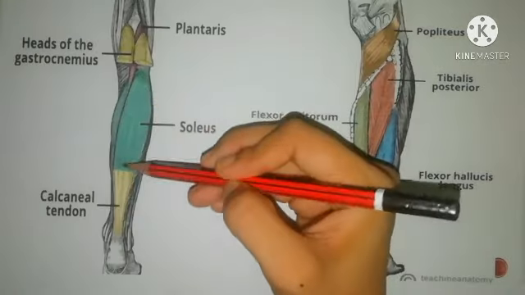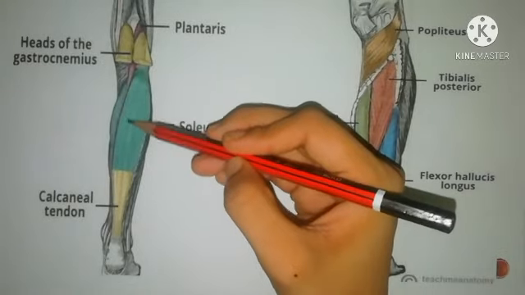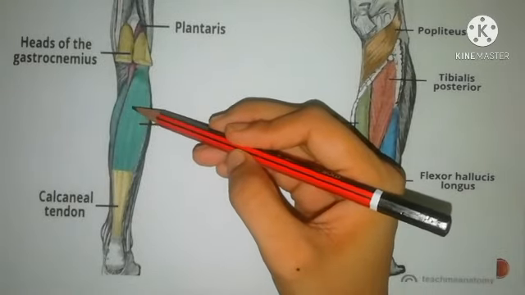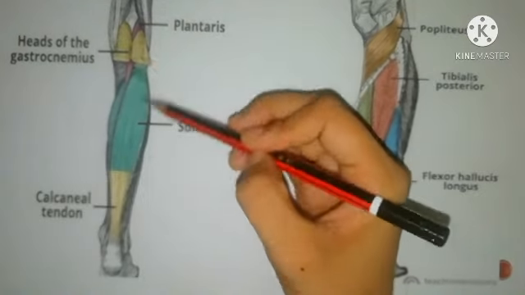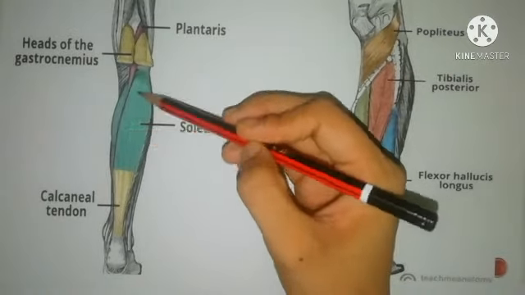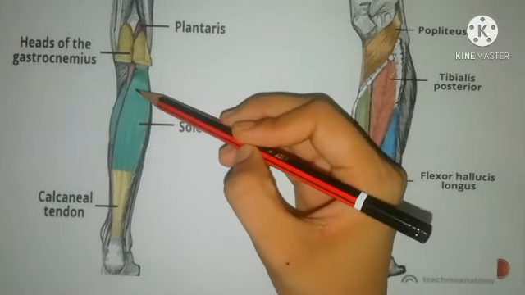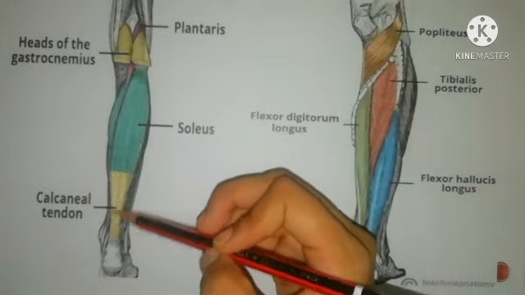Now the soleus muscle. This is the soleus muscle. It is a sole-shaped multipinnate muscle which lies deep to gastrocnemius. This is the gastrocnemius muscle. Over here it will be the whole gastrocnemius muscle and it lies deep to it. The origin of the soleus muscle is from the tibia and fibula. The insertion is in the calcaneal tendon over here.